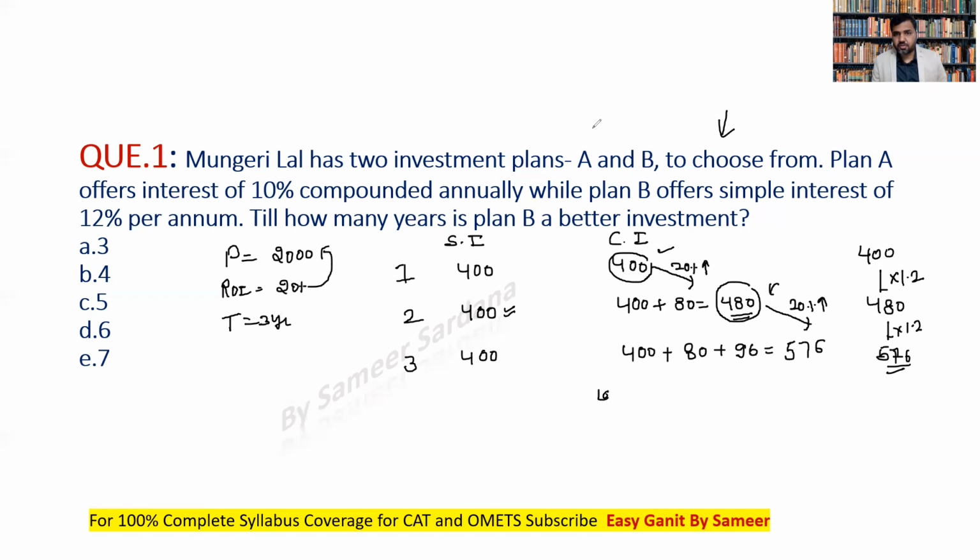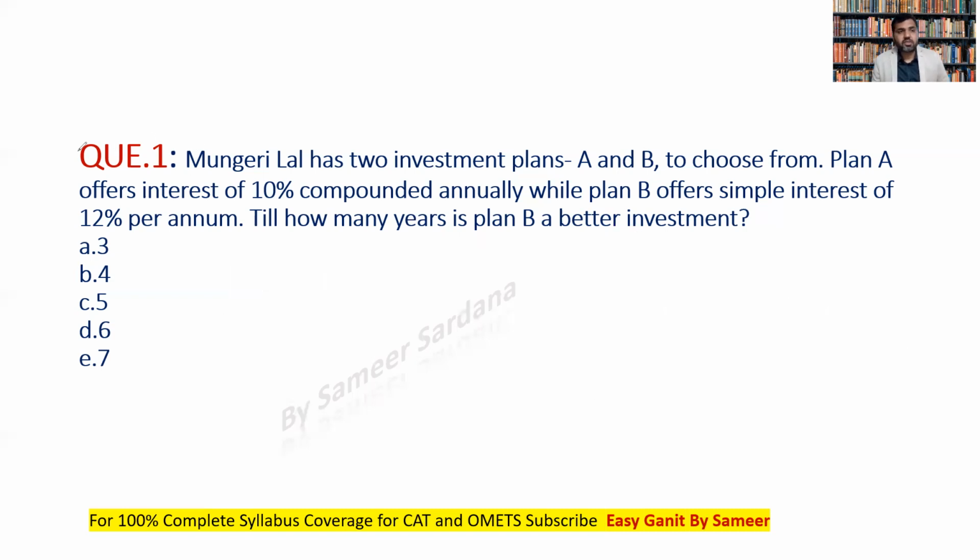Otherwise, it will not be possible for you. Now, let's start with question number one. Mungeri Lal has two investment plans, A and B, to choose from. Plan A offers an interest of 10% compounded annually, while Plan B offers simple interest of 12% per annum.